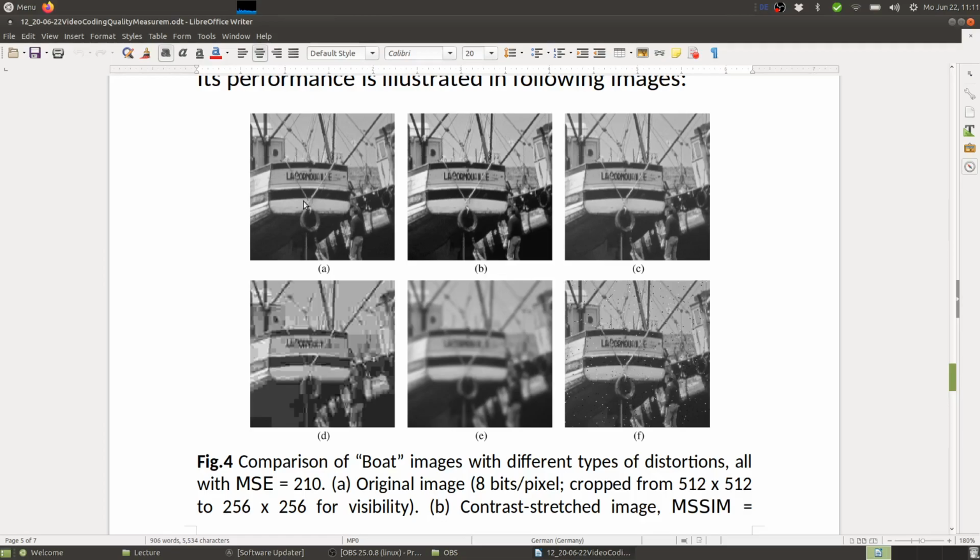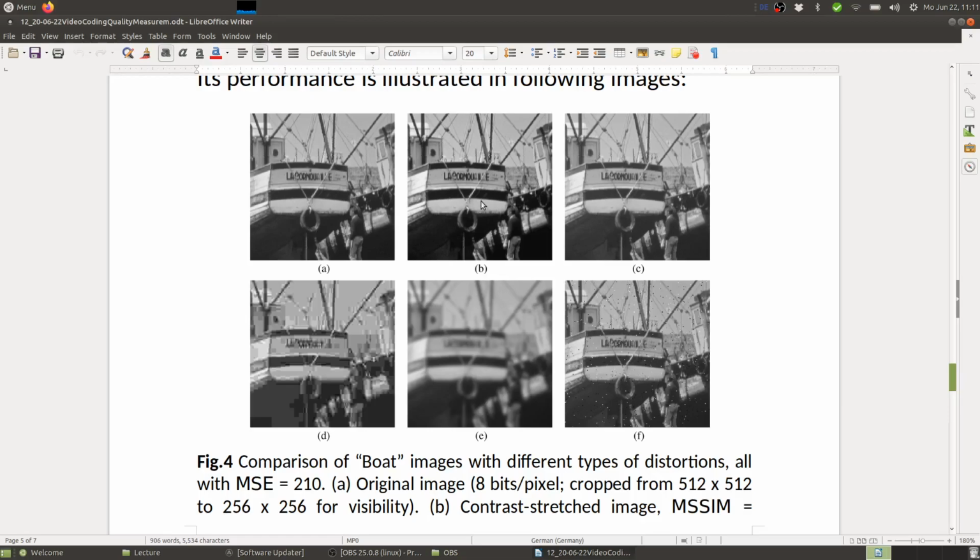distorted images. So A is the original, 8 bits per pixel, cropped from 512 by 512 to 256 by 256 for visibility. So this is a part of an image. And then B is contrast stretched. When you look at it, it actually looks good, right? It's almost no difference. The quality is quite high. You can see, for instance, that the black here is a little darker than the black here, and this is because it has higher contrast. The contrast was increased.